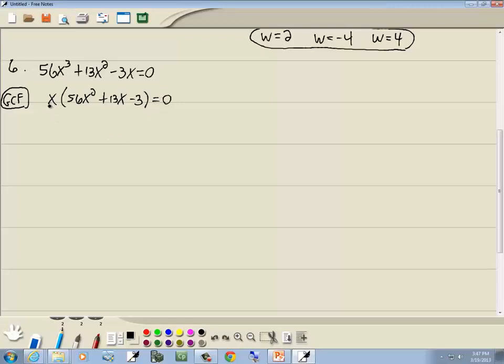Now the x doesn't change anything, it just keeps carrying down out in front. Looking at what's inside the parentheses, this is a key number problem. The reason why is because we have x squared, x, no x, and there's a number in front of our x squared. So with the key number, we take the number at the beginning times the number at the end, ignoring signs. So I got 56 times 3 gives us 168.